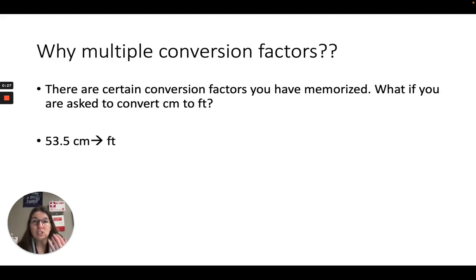Okay, so the question is why would we need to use multiple conversion factors? And the answer is very simple. You have memorized a certain number of conversion factors, such as 2.54 centimeters equals an inch. But you might be asked to convert something for which you don't know a conversion factor because you haven't memorized it, and you're not going to have access to Google for any of this. So if that case arises, you need to maybe use more than one conversion factor.